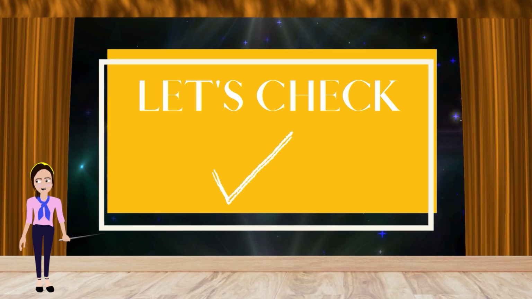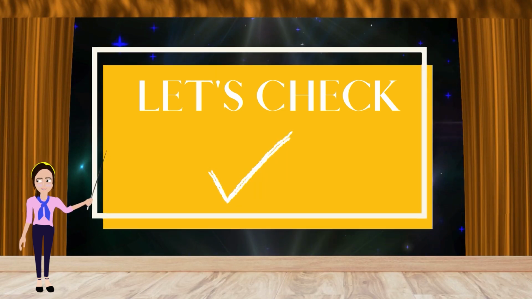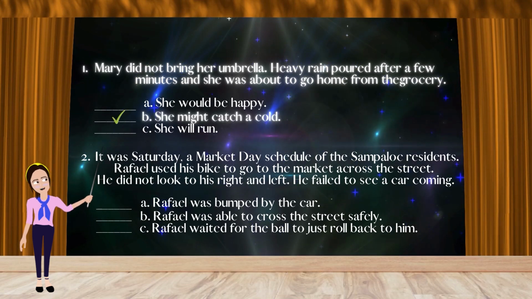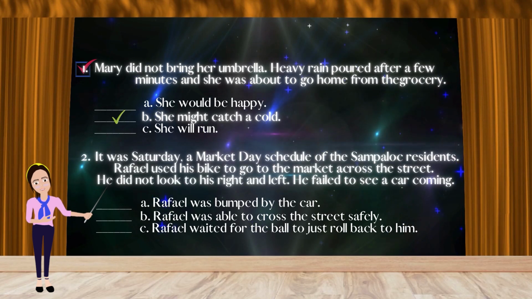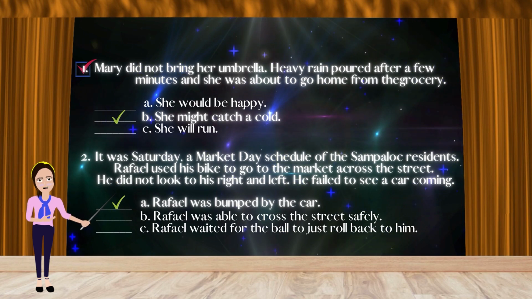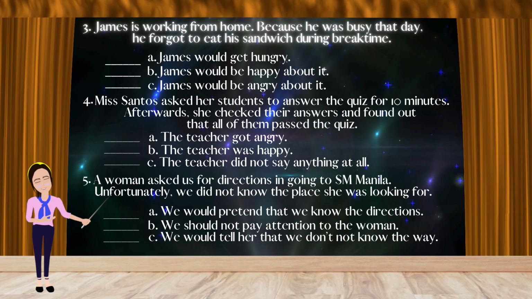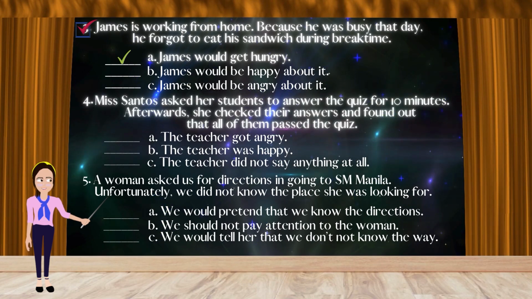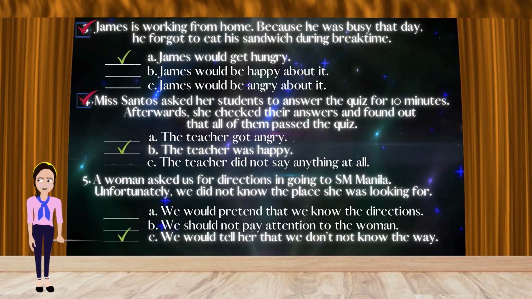Now let us try to check your answers. The correct answer for number 1 is letter B. She might catch a cold. Number 2. The correct answer is letter A. Raphael was bumped by the car. For number 3, the answer is letter A. James would get hungry. Number 4. The correct answer is B. The teacher was happy. And for number 5, the correct answer is letter C. We would tell her that we don't know the way.